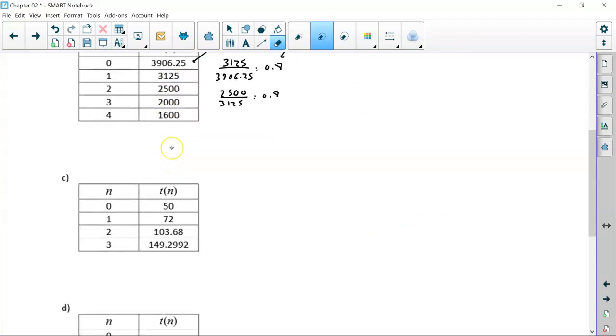Next, for part C, our initial is 50. That's our value for A. And now we need to find our multiplier. You can see they're going up, so our multiplier should be greater than 1. So you want to think, to make sure you're dividing properly, what kind of number you should end up with. So it's going to be 72 divided by 50, which is 1.44. 103.68 divided by 72, you're going to get 1.44. That's our multiplier. T of n equals our initial, 50, times 1.44 to the n.